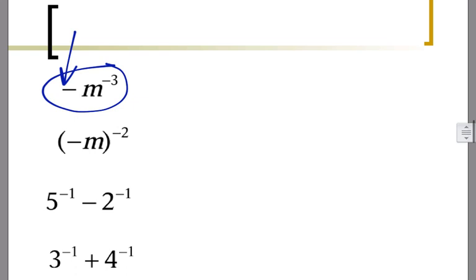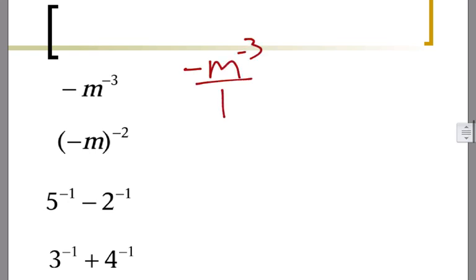It can be on the top or the bottom of the fraction. The negative 3 of course is the power that causes this to flip. So what we're looking at is negative m to the negative third over 1. The negative can stay on the top or the bottom. Usually I just leave it on the top or on the outside. So negative 1, because there's really a 1 in front of there. The m goes down to the bottom, so it's m to the positive third power.